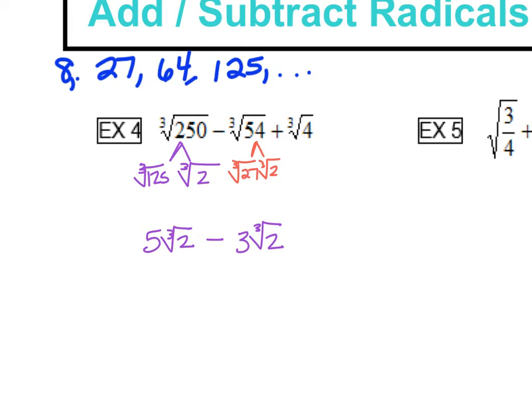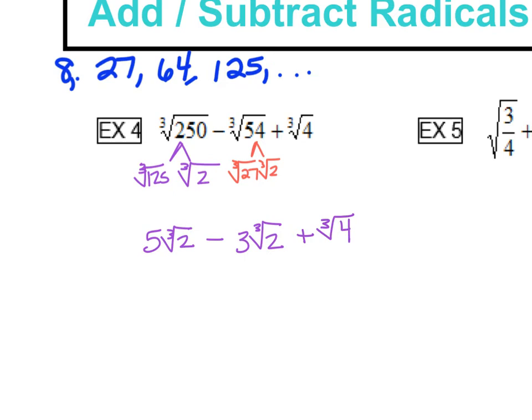And then we have the cube root of 4. So which of these numbers up here fit into 4? Well, none of them do. 8 is too big, and that's our smallest cubed number, so that just means that we bring down this plus cube root of 4. We couldn't reduce it.